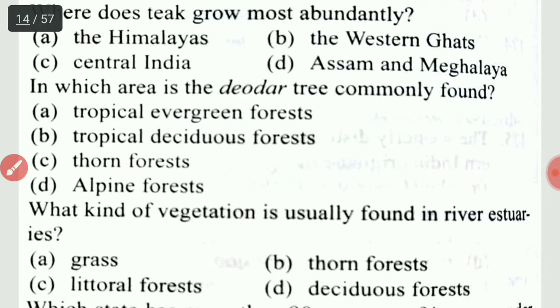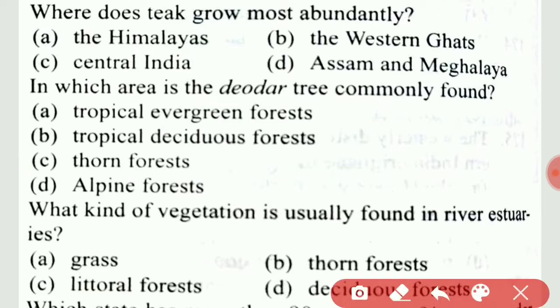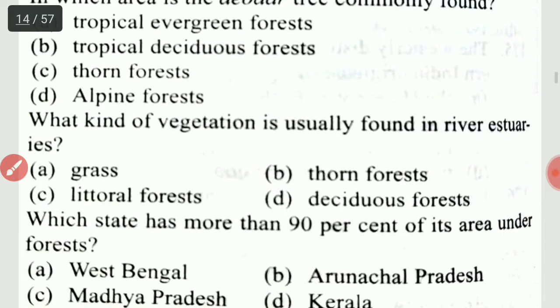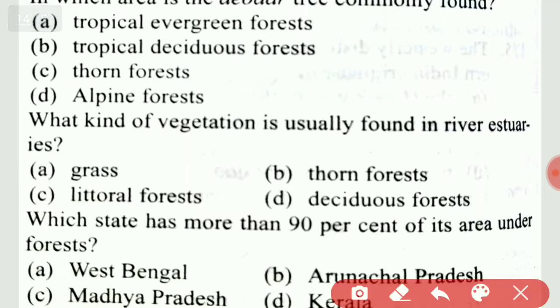Next, in which area is the deodar tree commonly found? The correct option is option D, alpine forest. Next, what kind of vegetation is usually found in river estuaries? That is option C, littoral forest.